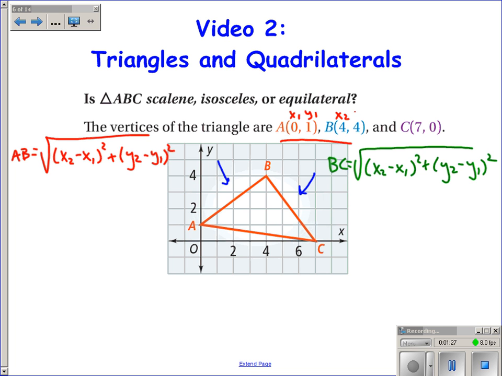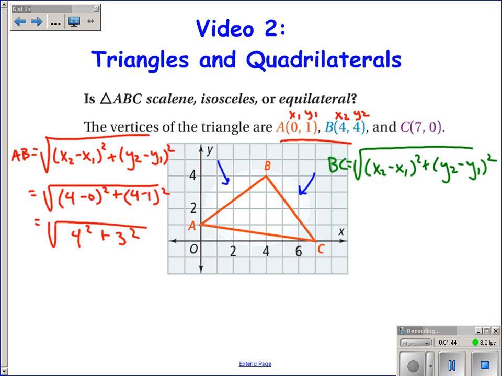and x2 and y2. Plugging it into the distance formula, I get 4 minus 0 squared plus 4 minus 1 squared. 4 minus 0 is 4 squared. 4 minus 1 is 3 squared. 4 squared is 16, 3 squared is 9, 16 plus 9 is 25, and I get 5 as my answer. So this length is 5.